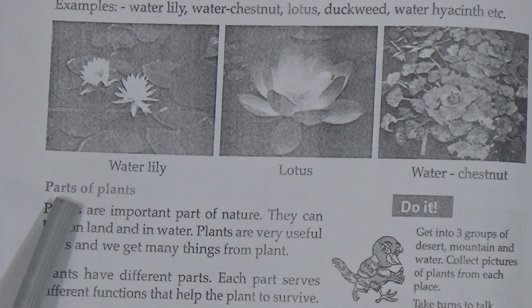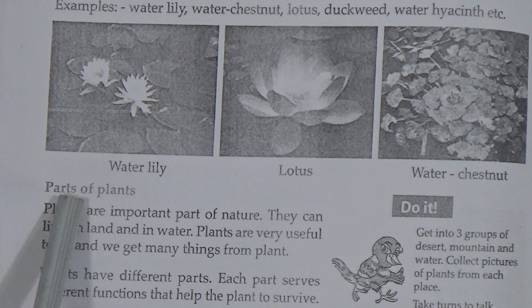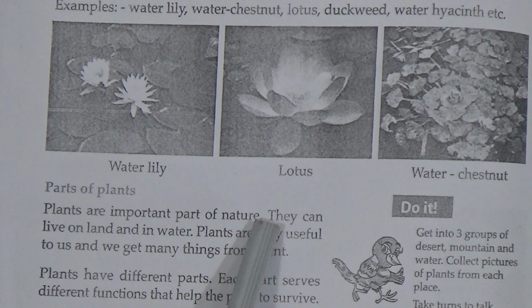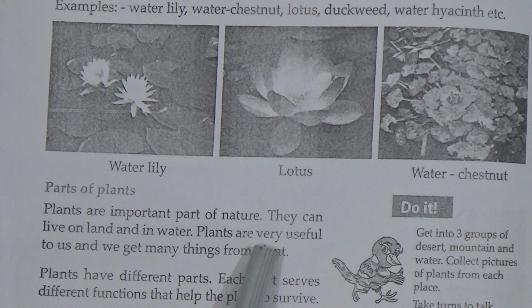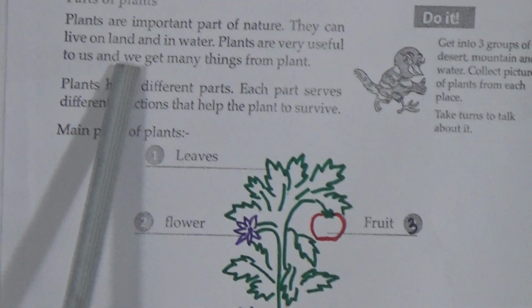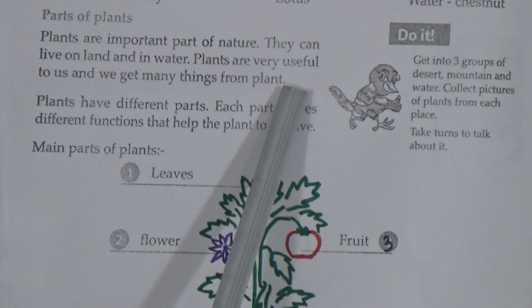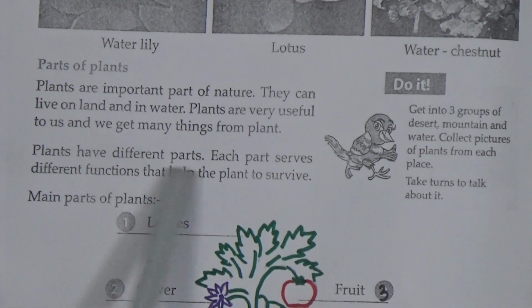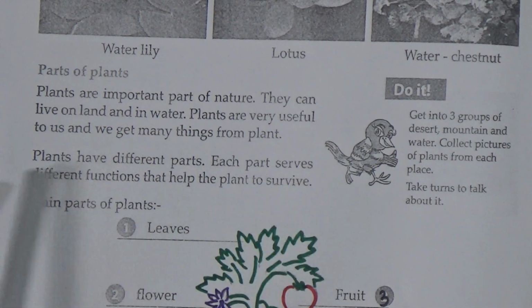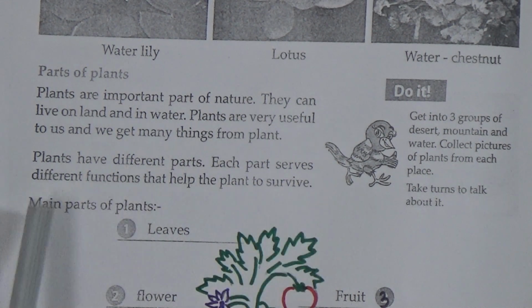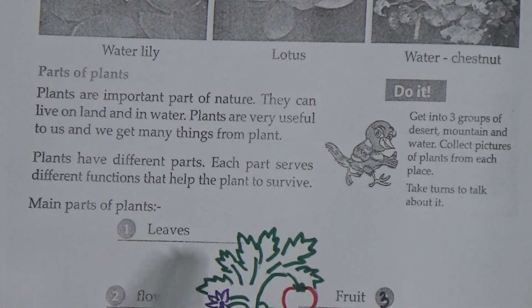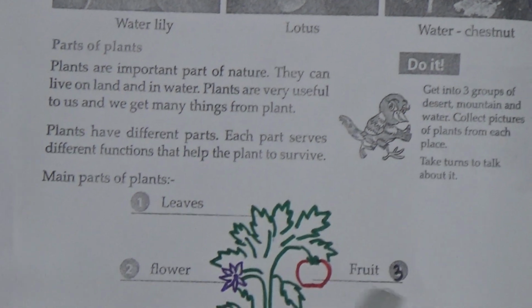Now we come to the next part of the chapter. These are the parts of the plants. Plants are an important part of nature. They can live on land and in water. Plants are very useful to us and we get many things from plants. Plants have different parts. Each part serves different functions that help the plants to survive. Main parts of plants: first one, leaves; second one, flower; third one, fruit.